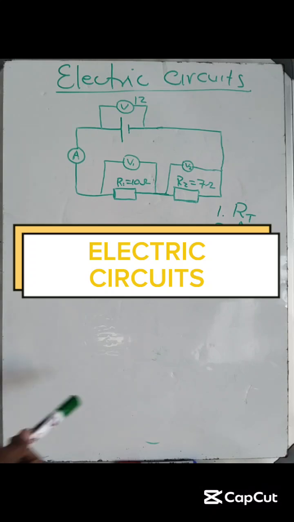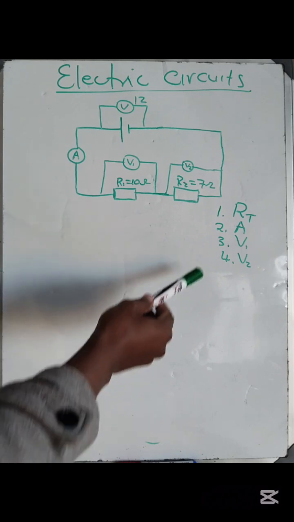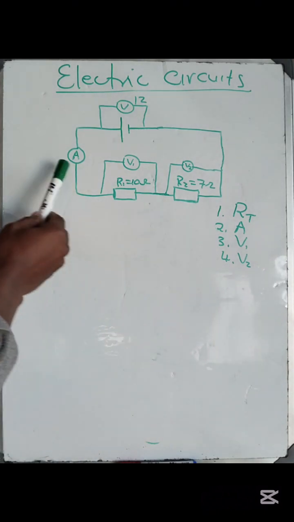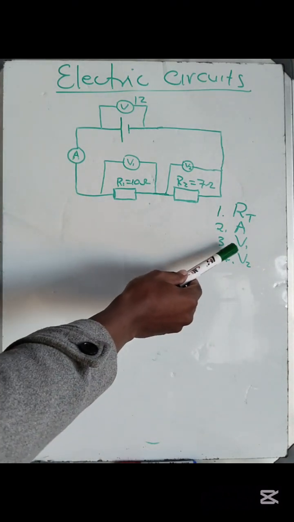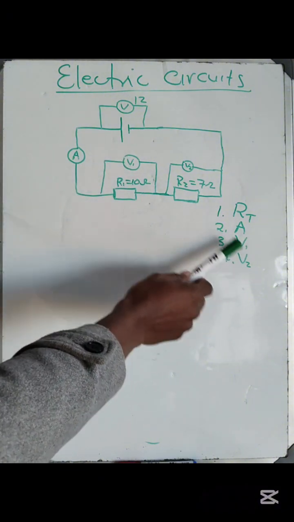Okay, let's quickly do this question. The first question here: calculate the total resistance. The second question: the reading on A. The third question: the reading on V1. The fourth question: the reading on V2.